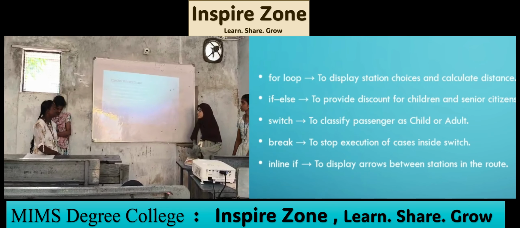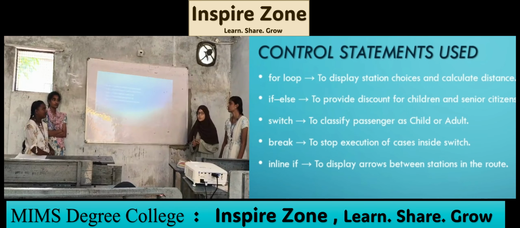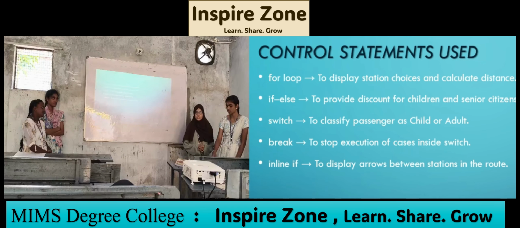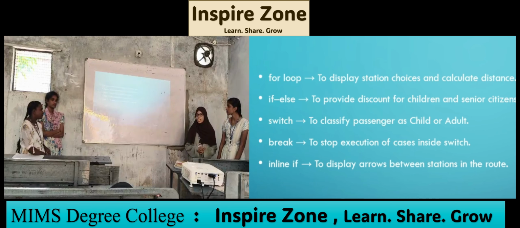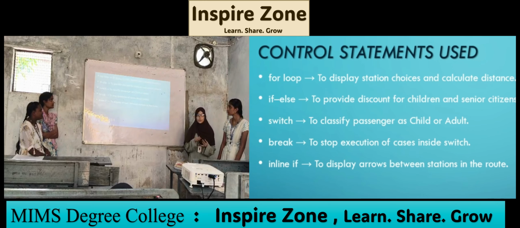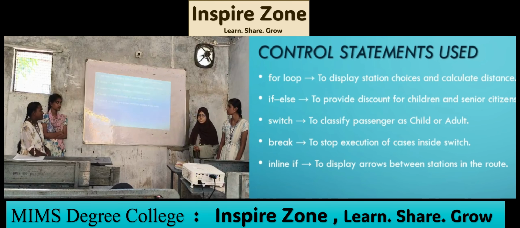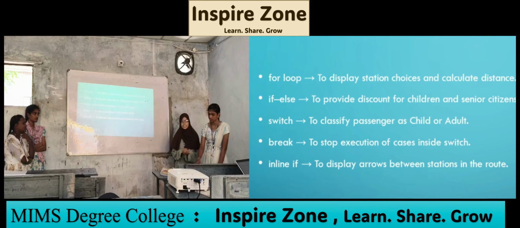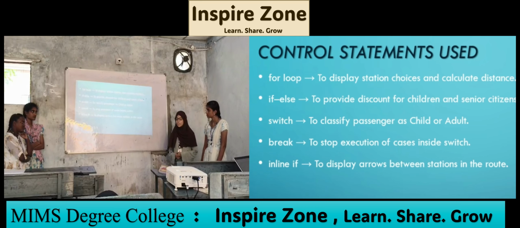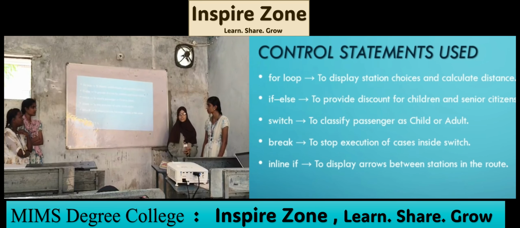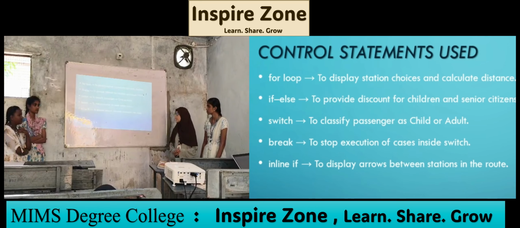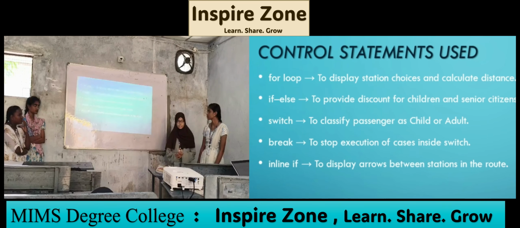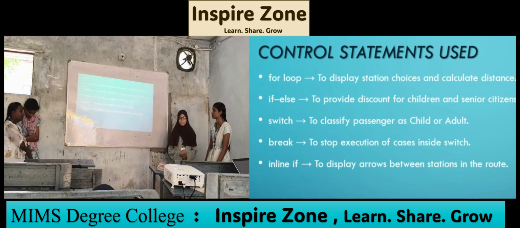Then these are the control statements: for loop, if-else, break, switch, and inlining. The for loop is used to display the station choices and calculate the distance. The if statement is used to provide discounts for senior citizens and adults. Next, switch is used to classify whether the passengers are child or adult. Next, break is used to execute the cases inside the switch. Inlining is used to display the arrows between the stations in the route.